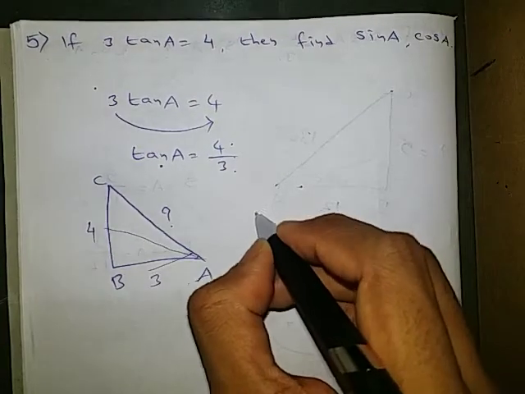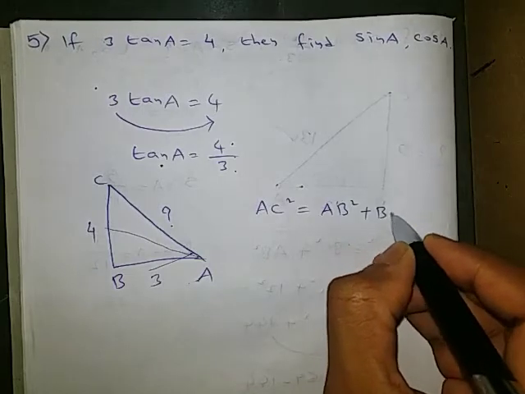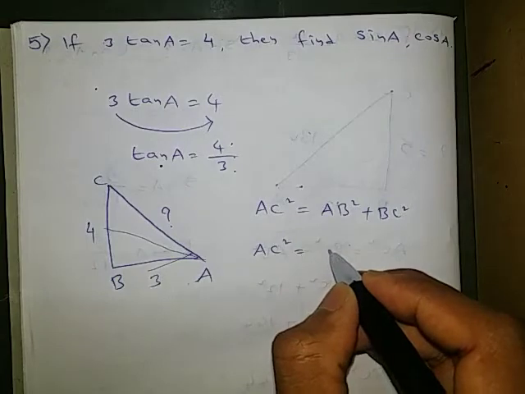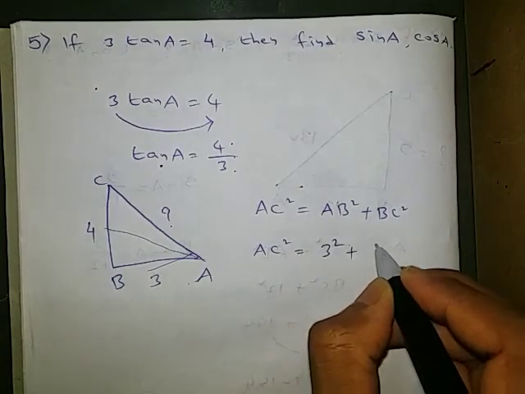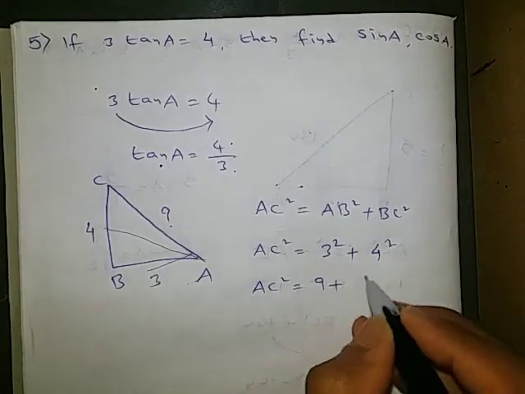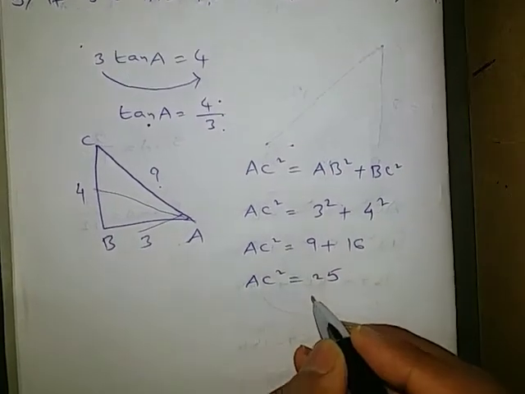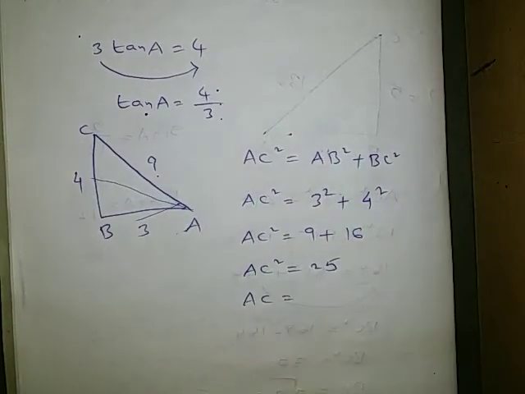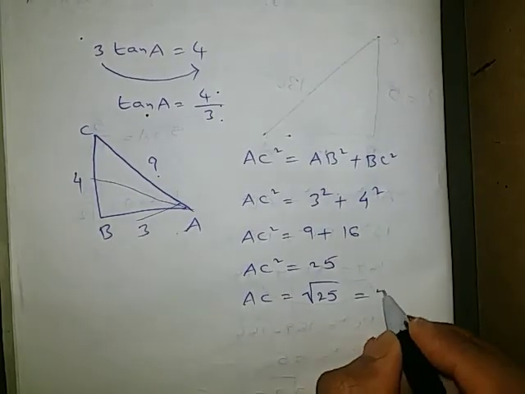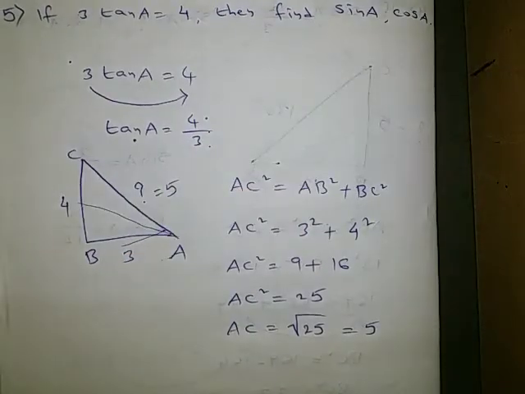So let us apply the Pythagoras theorem. Hypotenuse square is equal to first side square plus second side square. The AC value we don't know, so as it is, AB is 3 square plus BC is 4 square. AC square is equal to 3 square 9 plus 4 square 16. AC square is equal to 25. Then the AC value will be root 25, nothing but 5. So the AC value, that is the hypotenuse, we got as 5 units.